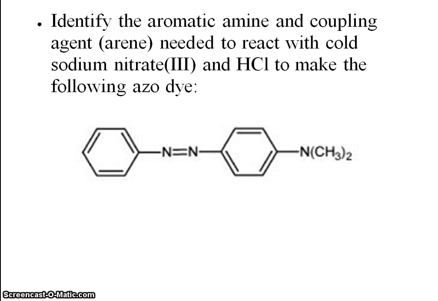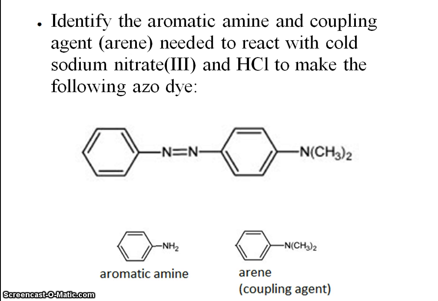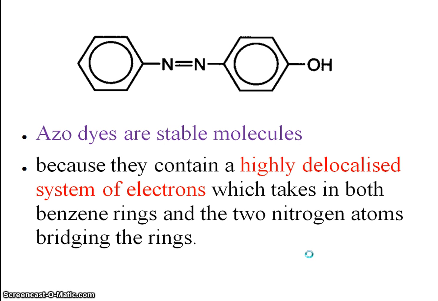Have a go working out the amine and arene needed to make this particular dye. Well done if you went for the phenylamine and the arene that has the required group attached. So to finish then, these azo dyes, very stable molecules. As we've discussed, they have a highly delocalized system of electrons, which makes them very stable molecules.